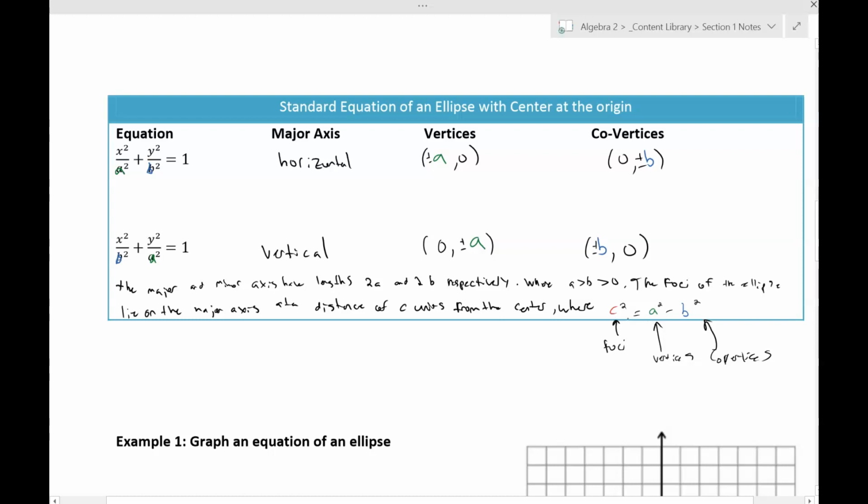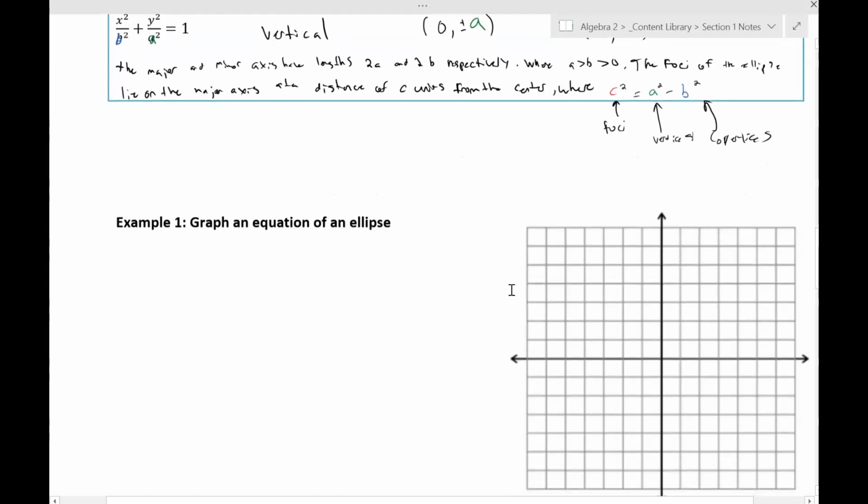Not the Pythagorean theorem. This focus is a distance c from the center, and it's found by doing c squared equals a squared minus b squared, where a is your value on your vertices here, the major axis, and b is that value on your covertice. Okay, so let's move to an example.